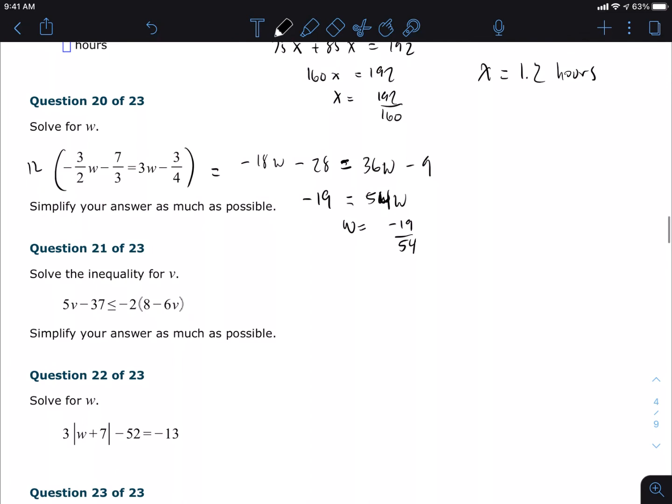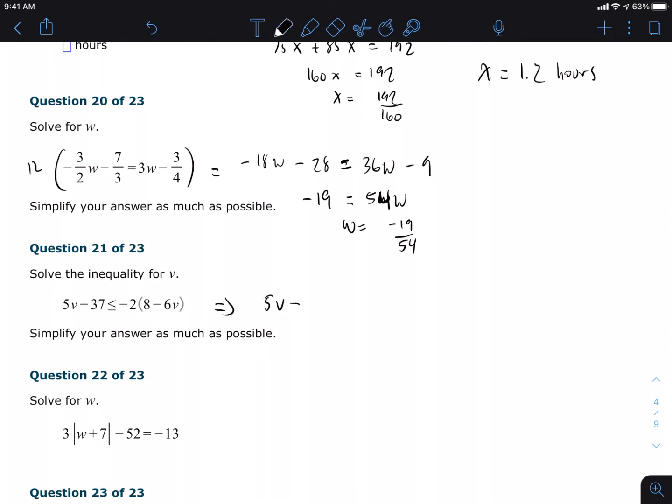But the whole crux is to get rid of the denominator. And the reason I chose 12 is because 2, 3, and 4 are the denominators. And to get rid of them, 12 works perfectly. Okay, let's do this next one.